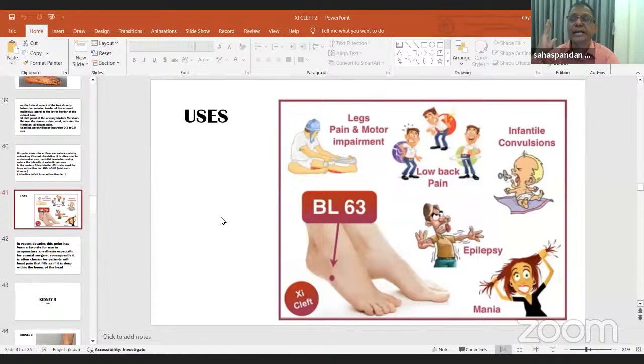So UB63, this is the Xi-cleft point, used for leg pain and motor impairment, any neurological problems, that is motor impairment. This point is also used for low back pain. This point is also used for infantile convulsion, an epileptic attack, epileptic seizure. This point is also used for epilepsy and also for mania.